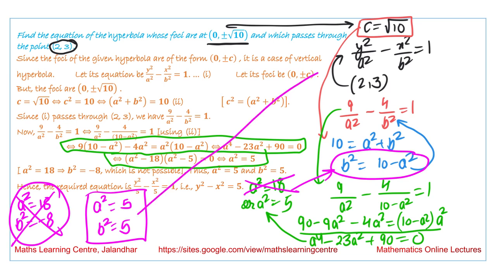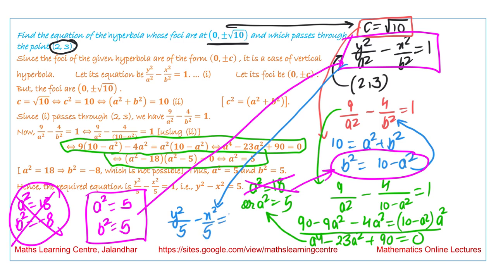Now if we substitute these values in this equation, we obtain the final answer in the form y square over 5 minus x square over 5, that is equal to 1. So the required equation of the hyperbola is y square minus x square is equal to 5. So this is the equation of the hyperbola which has focus at the point (0, root 10) and which passes through the point (2, 3).